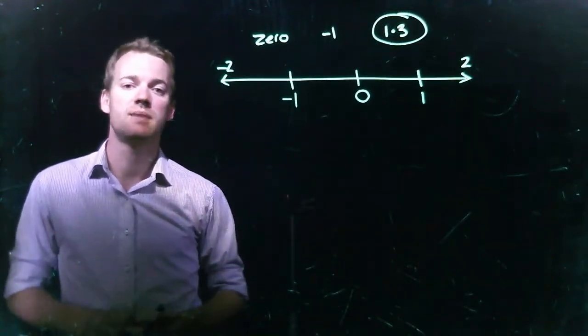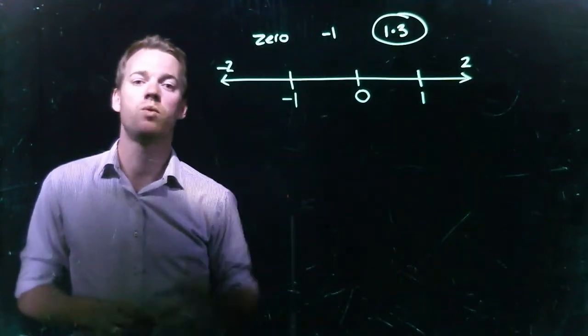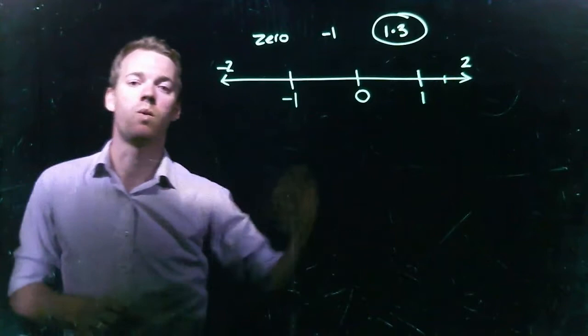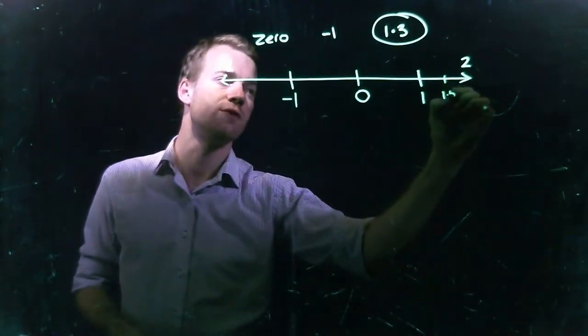Now to represent that number, I'm not going to put 10 whole parts on there. What I'm going to do is I'm going to say that would be halfway between 1 and 2. So that would be 1.5.